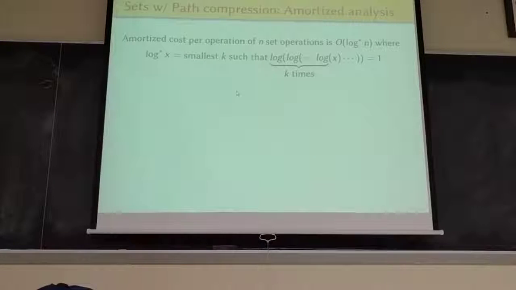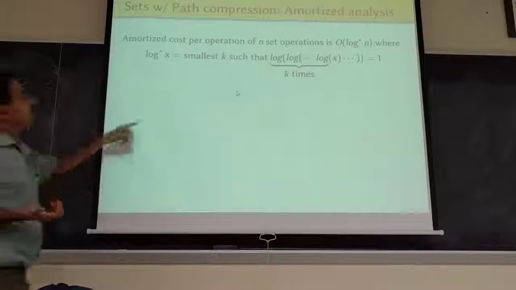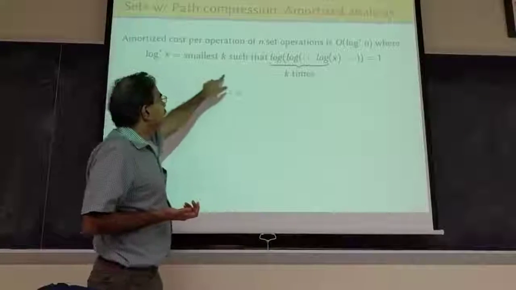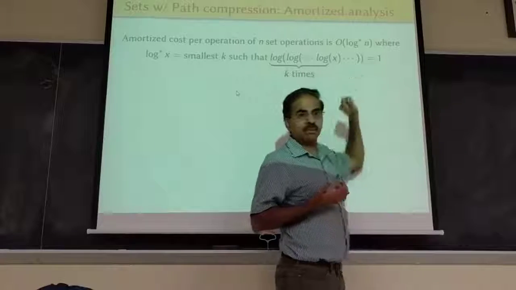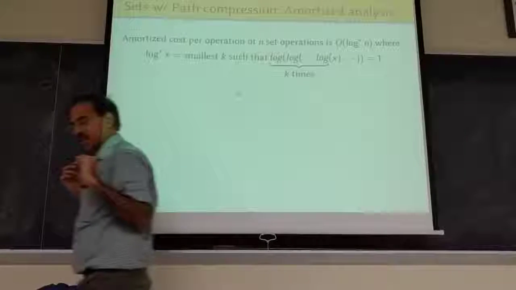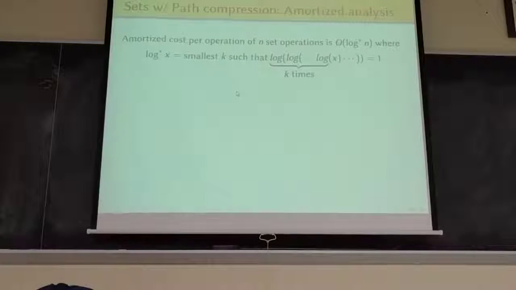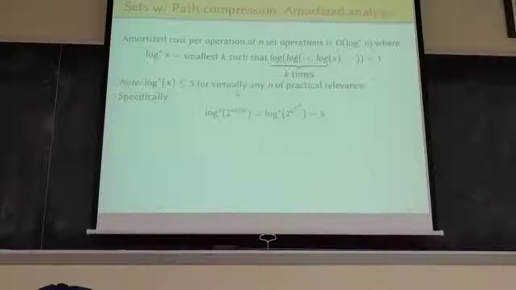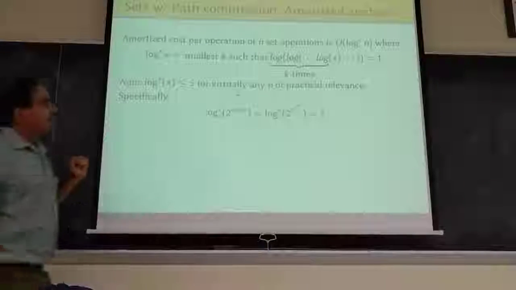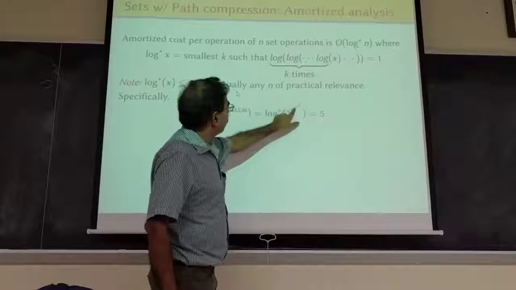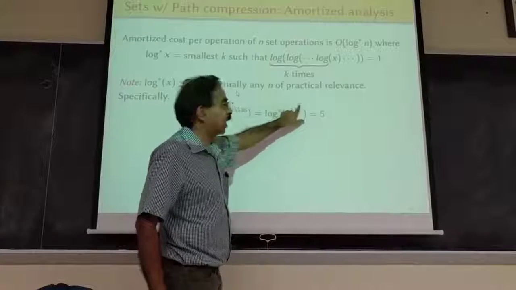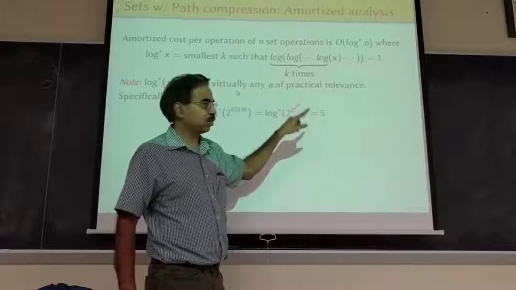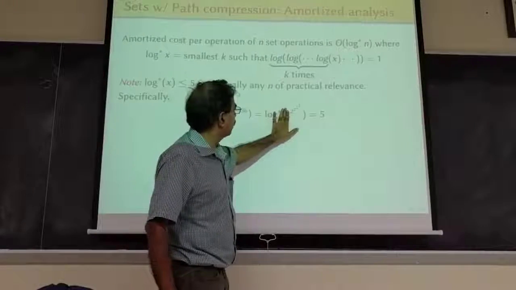And what is log star n? Log star n is, you keep applying log as many times to x as possible until you get a value of 1. Okay? And that's called log star x. How many times you have to apply log, that is called log star x. Okay? So log star of, right, you can see that if I apply log 5 times, then I'll get 1, right? Because once when I do a log once, I'll get that.